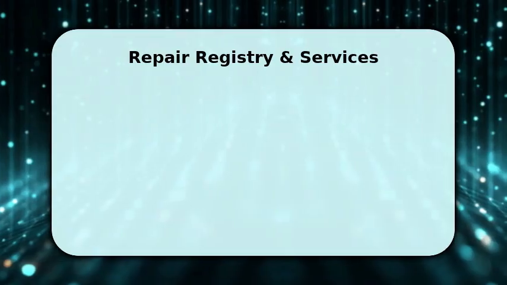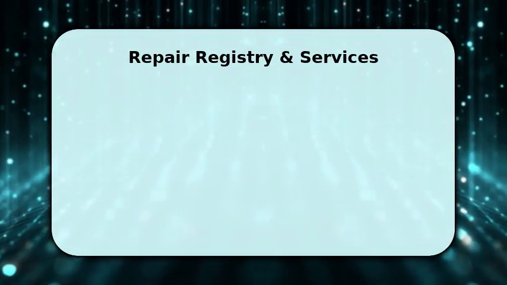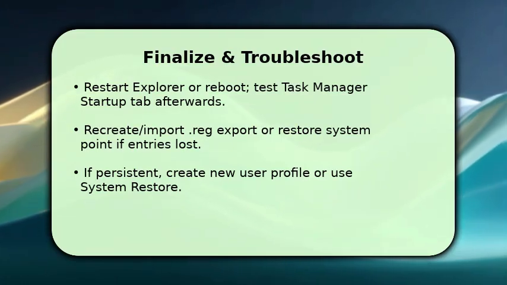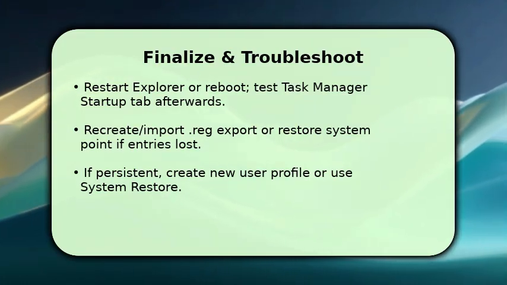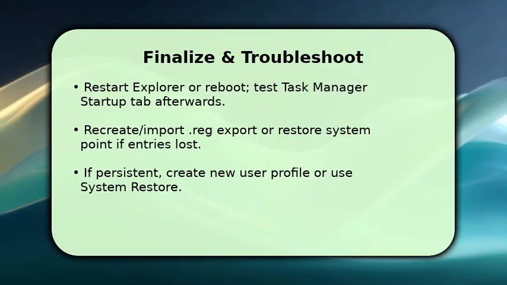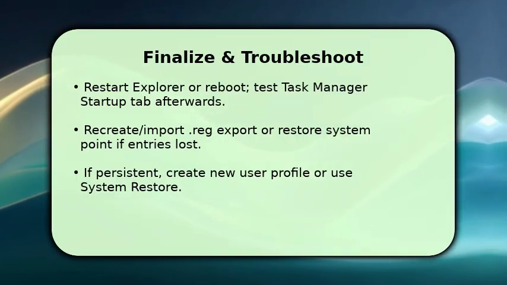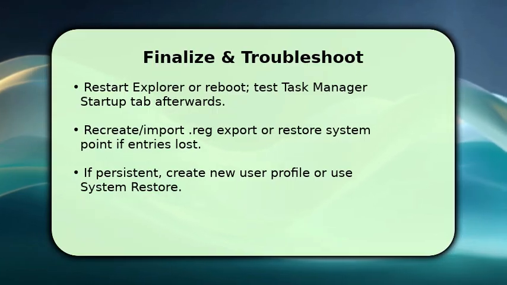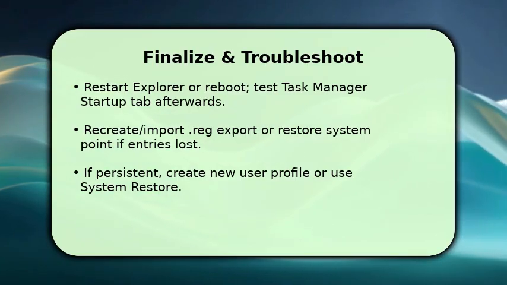Finally, restart Windows Explorer or reboot to apply registry and permission fixes, then reopen Task Manager to confirm startup items reappear. If you exported a working .reg file, import it now or recreate entries manually and re-register the app. Once done, validate switches in Settings > Apps > Startup.